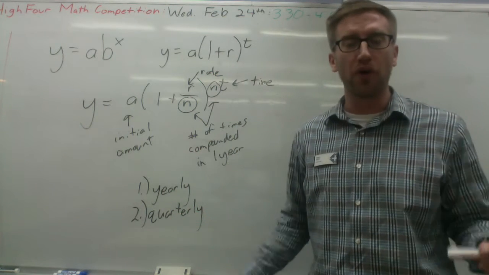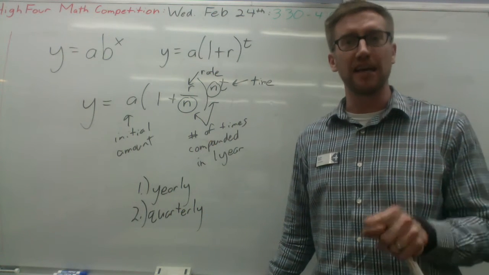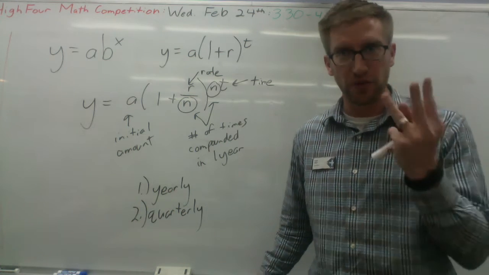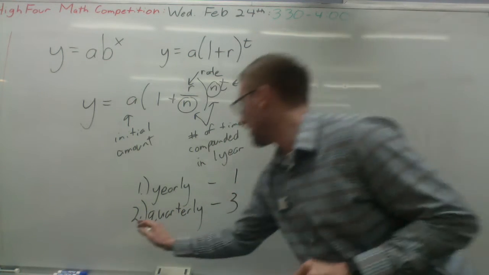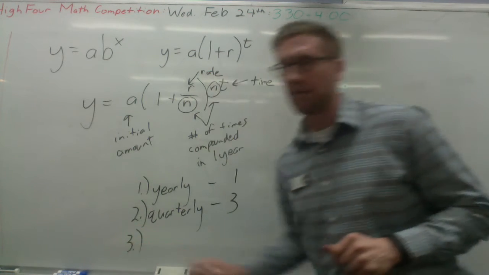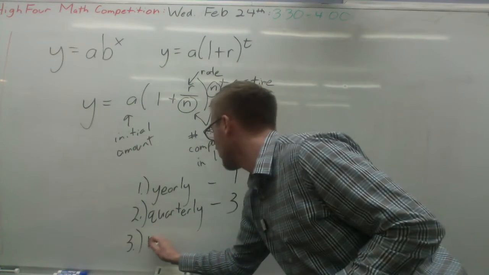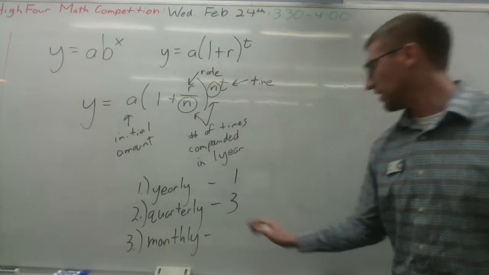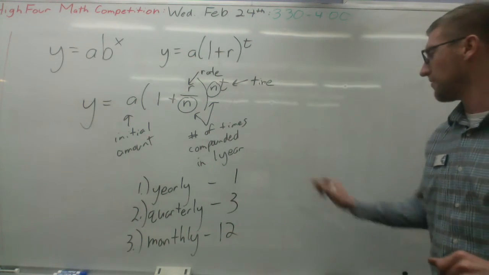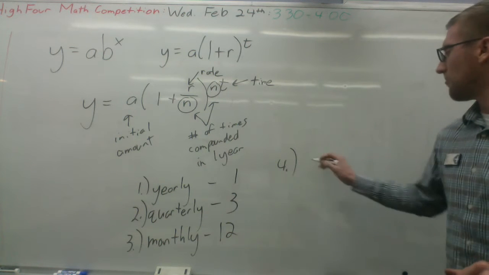How many quarters are there in a year? There's 4 quarters. It could be compounded monthly. How many months are there in a year? 12, right?